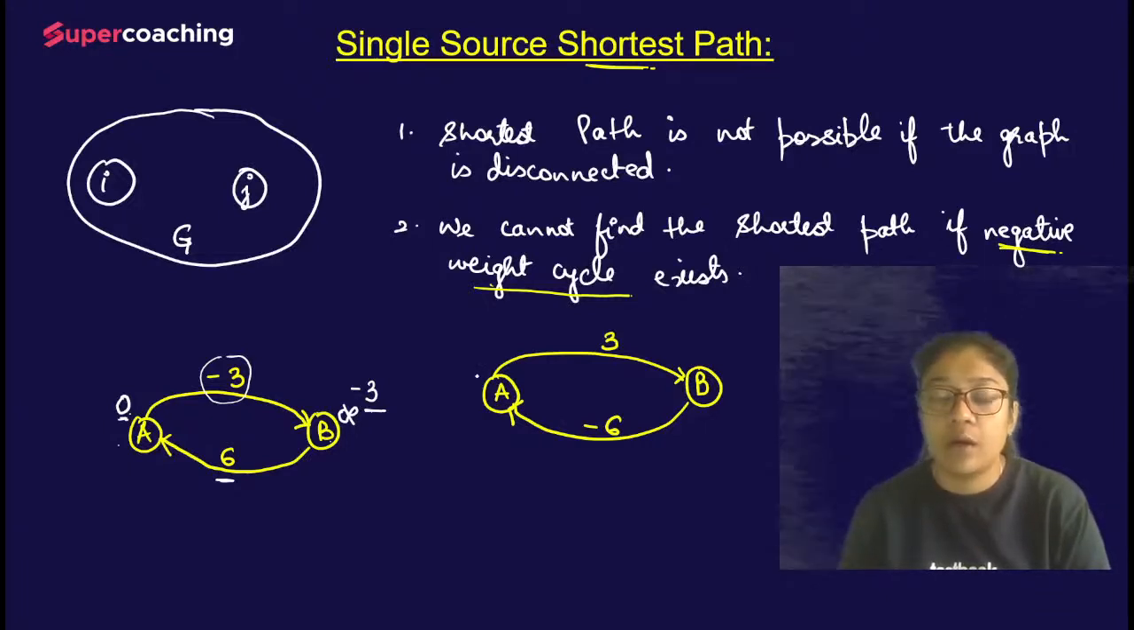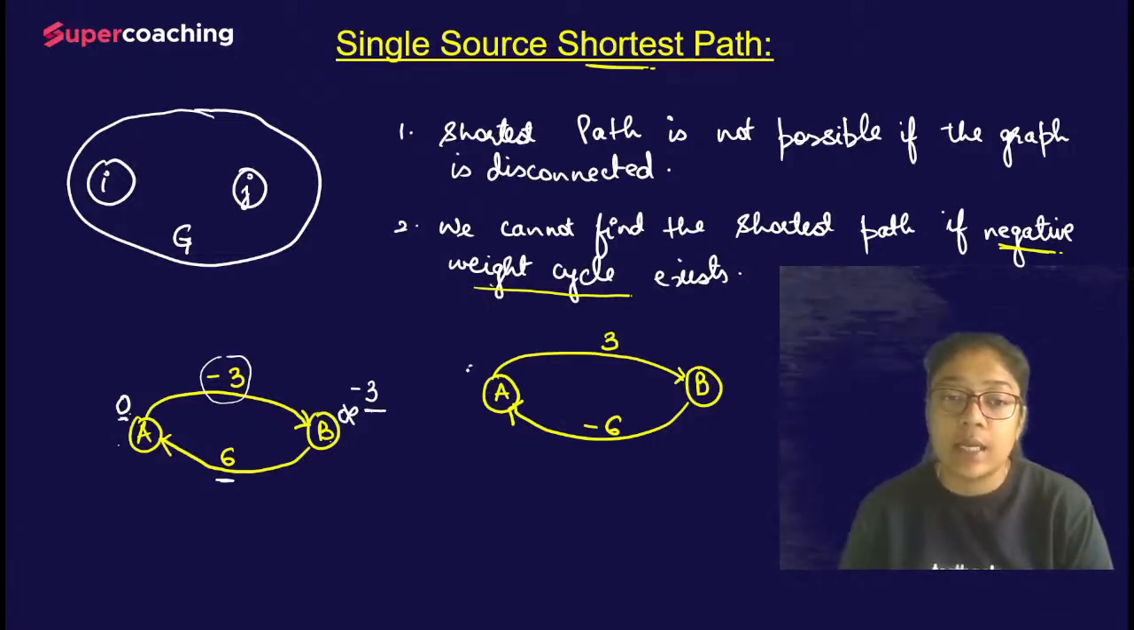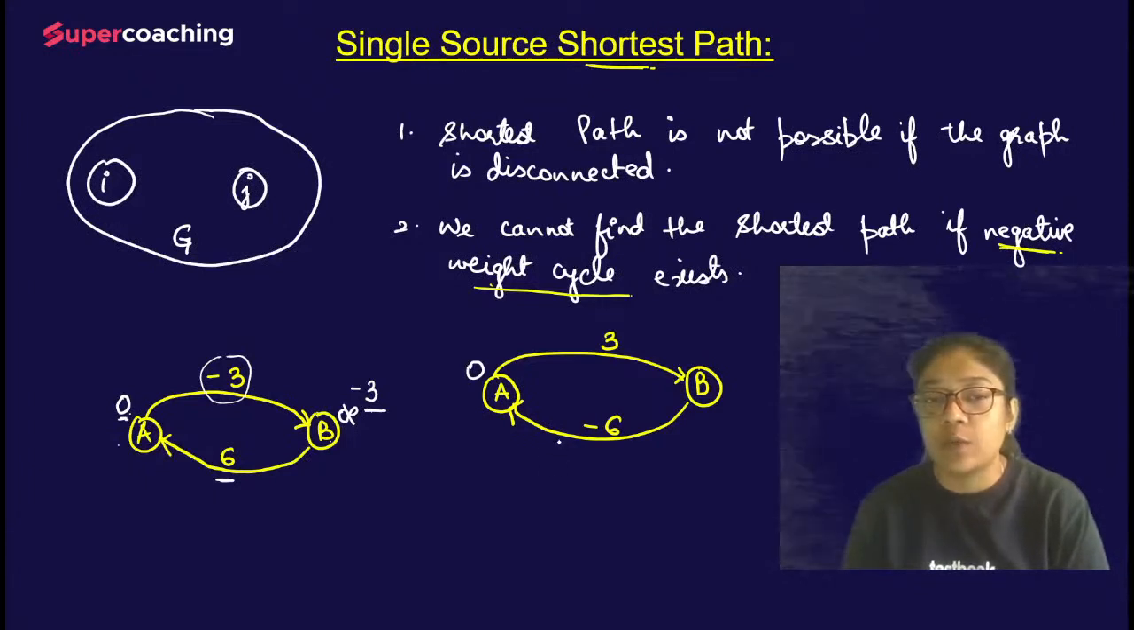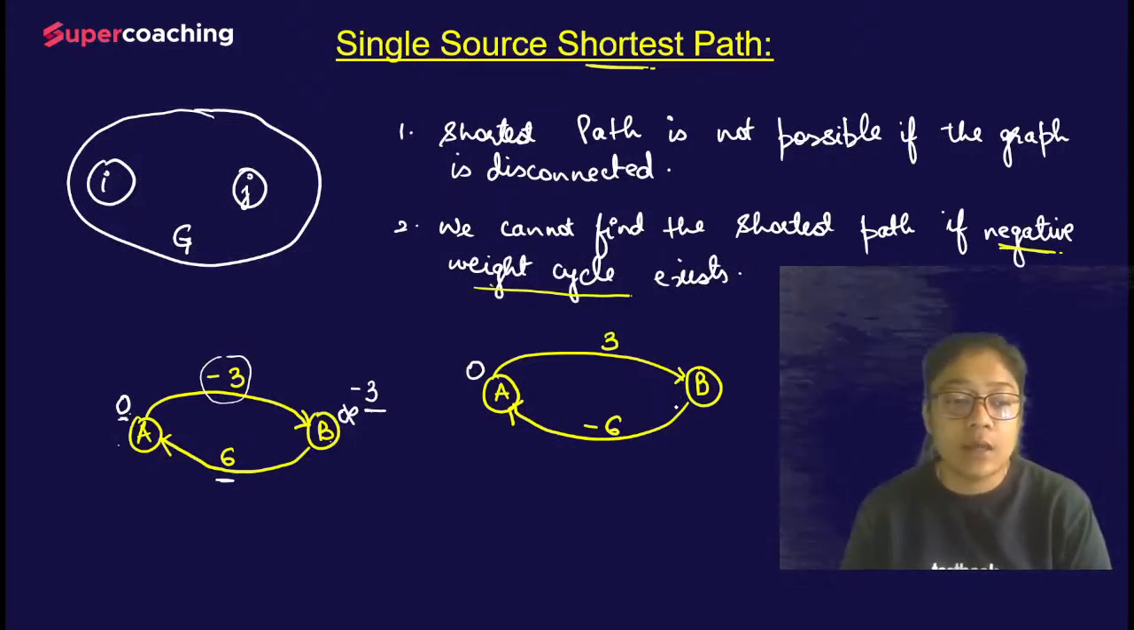Here, if to reach A it's covering a distance of 0, then if it has to go to B, this comes out to be 0 plus 3, that is 3. Obviously, 3 is smaller than infinity. Whenever we get the shortest path, we get the minimum value, then we'll be updating the existing one.